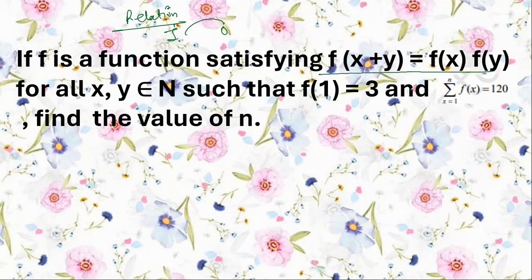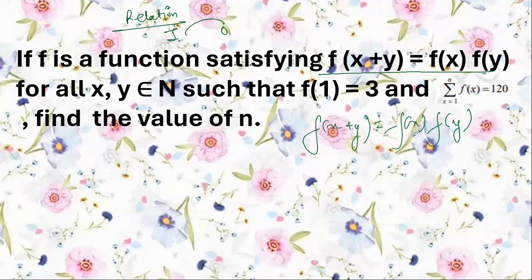This is the function: f(x + y) = f(x) f(y). You are putting something as x and y and you are getting something as an output. After solving this, you will get the output. Next, they are saying x and y belong to N. The x and y both are natural numbers, so we have to start with 1. Next, what is given to you? f(1) = 3. This is given to us.